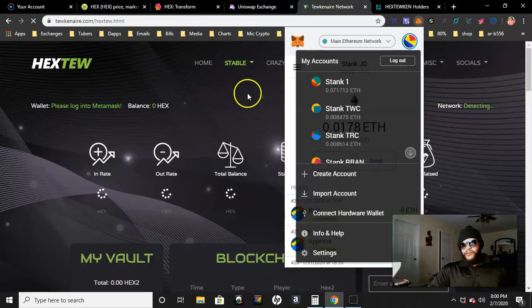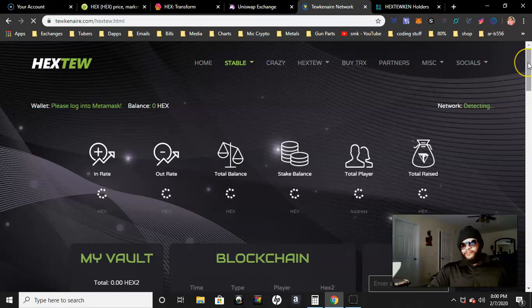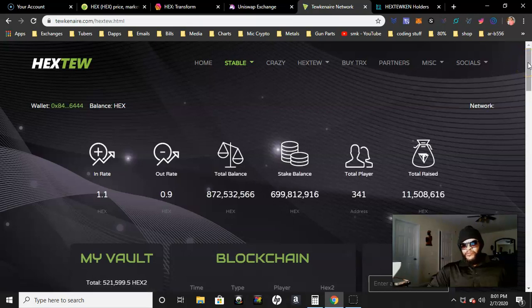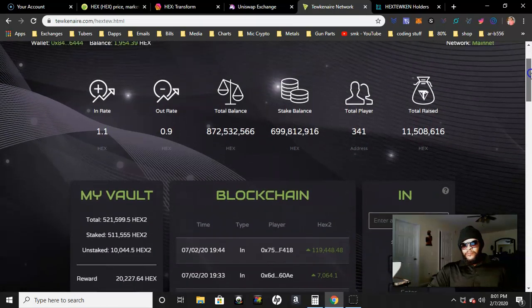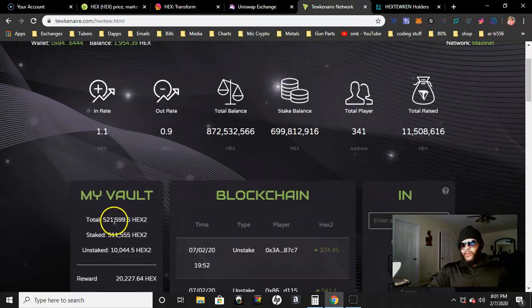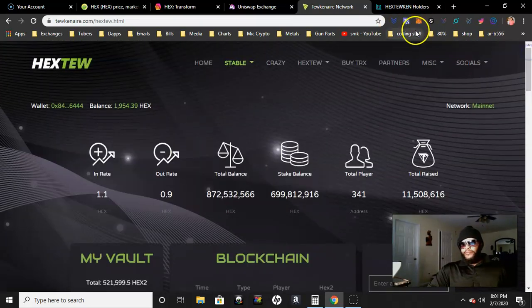Screen should refresh. Let's see what this one got in. See, this got 521. This one got 521,000. But that's how it is, man. I don't even mess with these. I just let these roll. I pretty much just stay on my main one. And that's it, man.